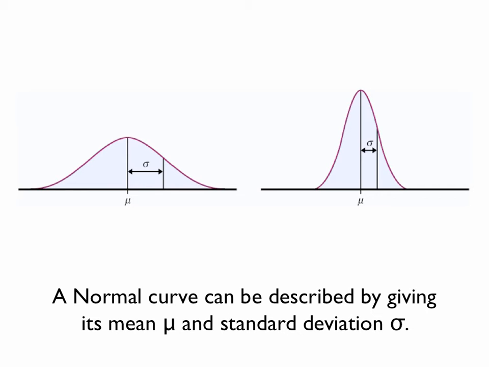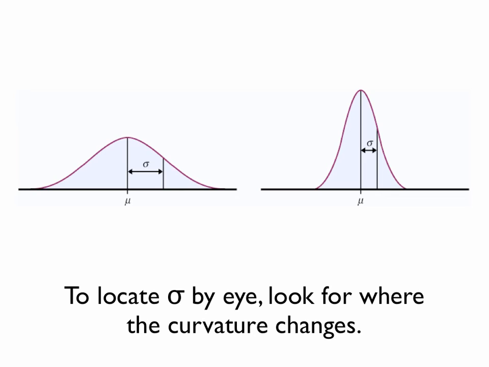And as a result, the curve on the left is sort of squat. It's shorter with fatter tails, whereas the curve on the right is peaked. It's a bit taller. And in fact, there's a good way to eyeball how far one standard deviation is from the mean. You look for where the curvature changes.